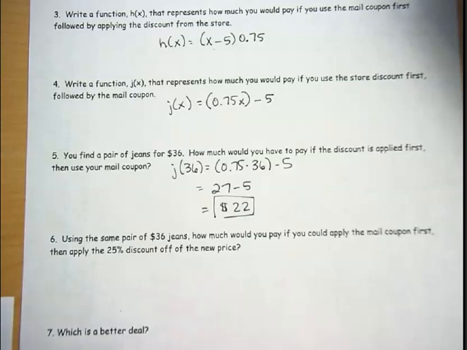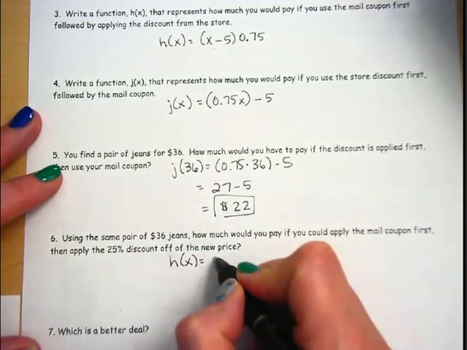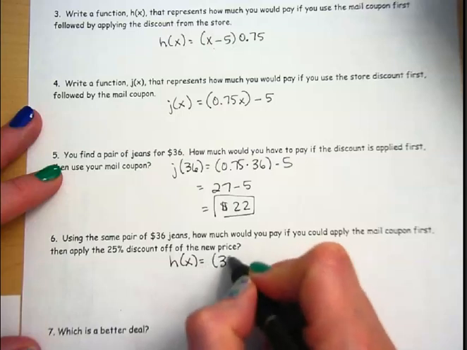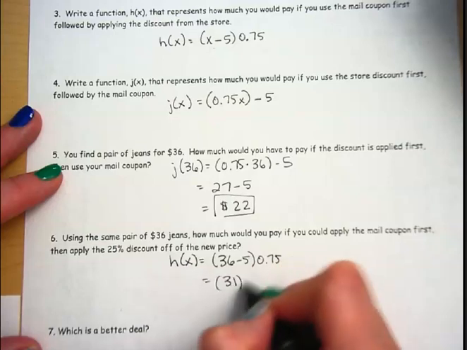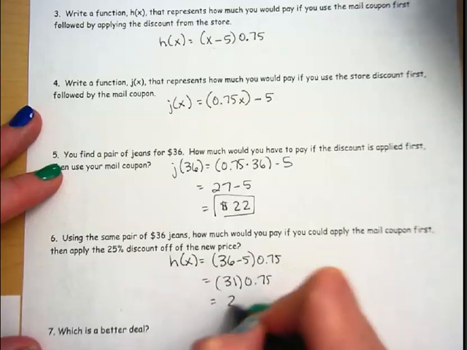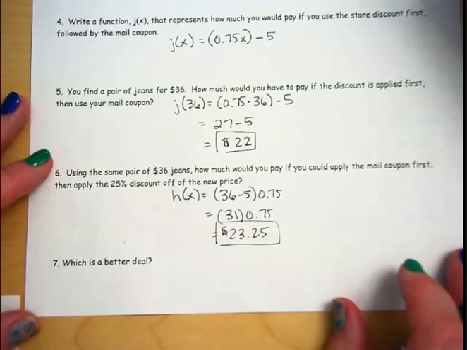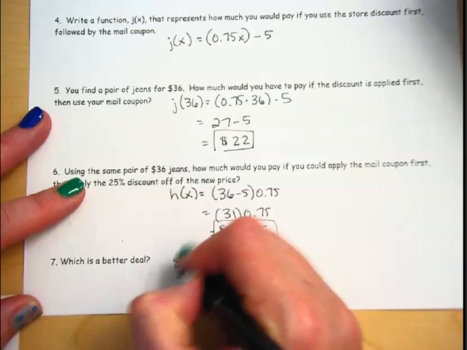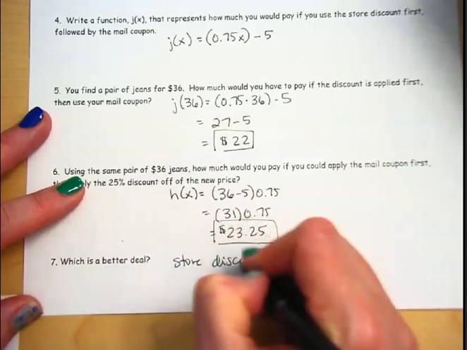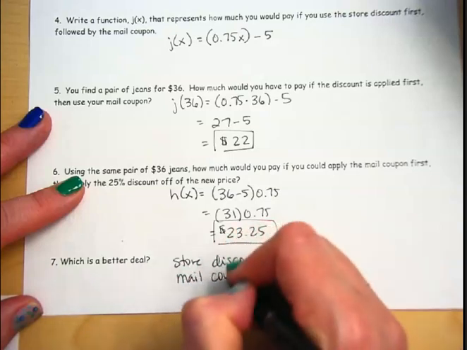And then in number 6, we're doing the opposite situation. So we're doing the equation from number 3, the h function, where we did the cost minus 5 first. So 36 minus 5. So that is 31. And then times 0.75, that is 23.25. And so the answer to the last question, which is a better deal, the better deal is store discount first, mail coupon second.